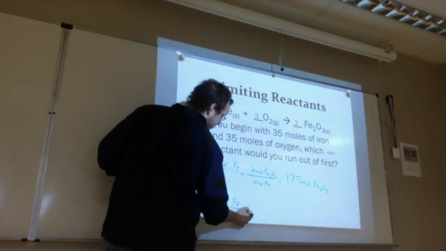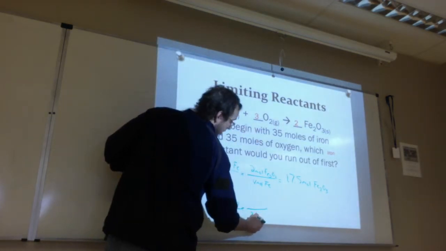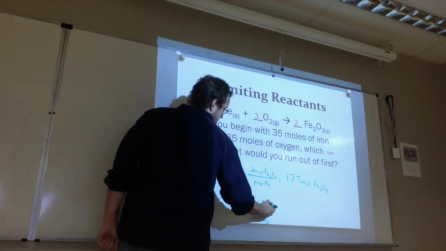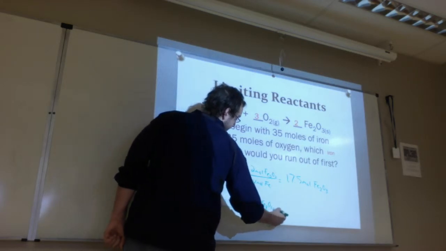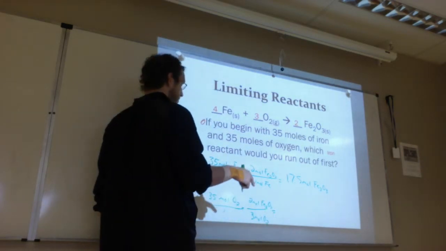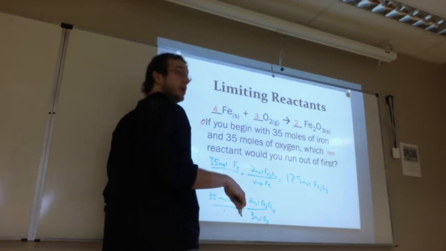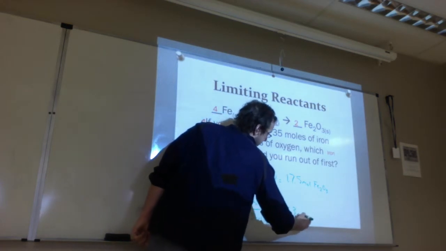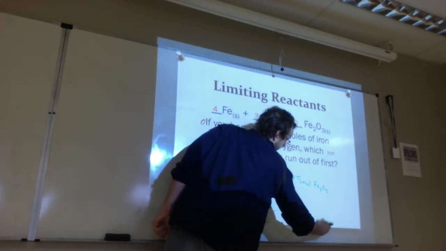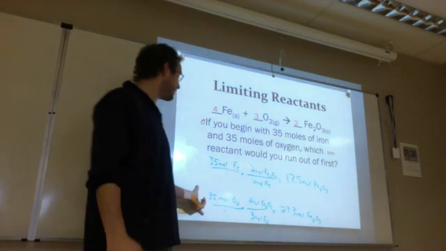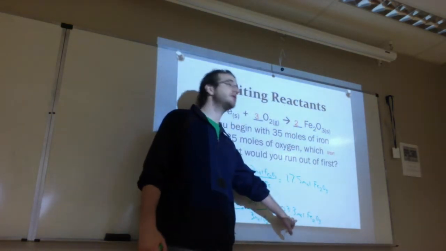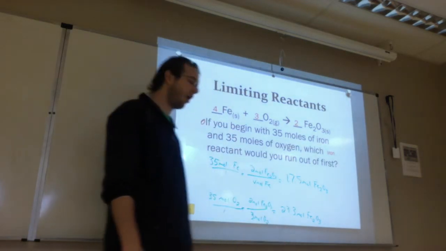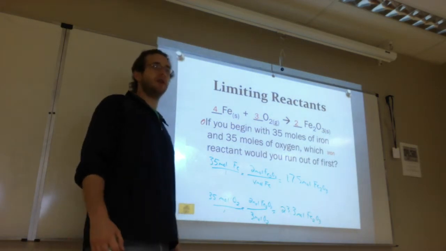So let's do the same thing for oxygen, see how much our oxygen can make. For every 3 moles of O2, we get 2 moles iron three oxide. 70 divided by 3 is 23. So if all of the oxygen is able to react, it could make this much. The problem is it's going to run out once we make, excuse me, sorry, that was bad. Can I do over, is that okay?